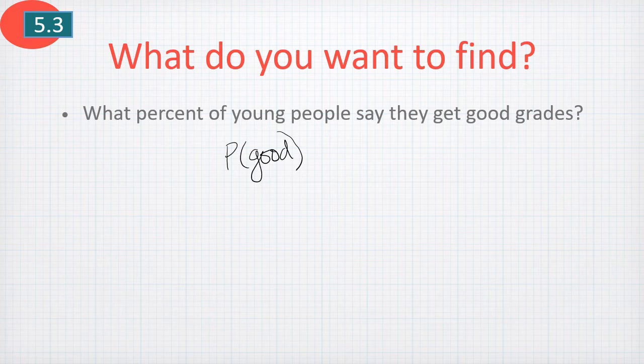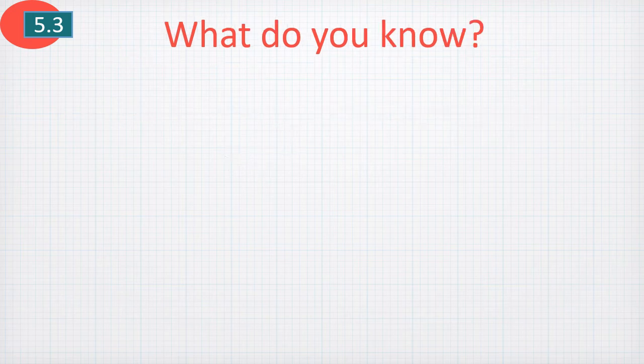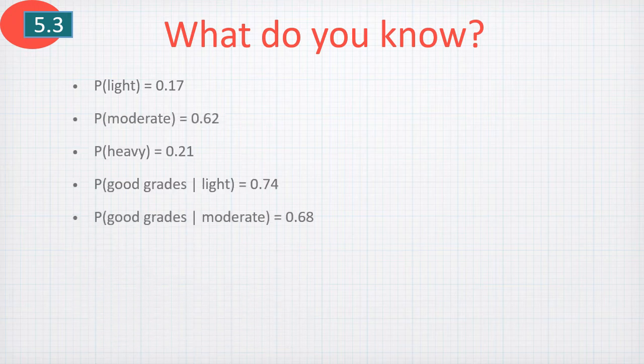So that's what I'm looking for. So now I'm going to list, what do I know? Well, I know a lot of things, and we already wrote them down, but I'm just going to reiterate them here. Probability of light, moderate, heavy, good grades given light, good grades given moderate, good grades given heavy.